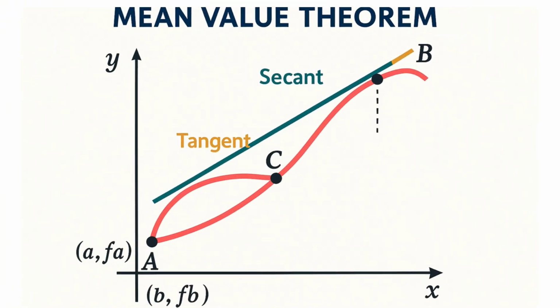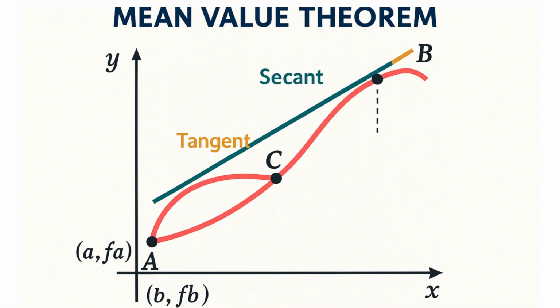Have you ever wondered if, during a long drive, your speed at some exact moment matched your average speed over the whole trip? Well, in mathematics, there's a powerful theorem that guarantees just that, not for cars, but for functions. It's called the mean value theorem.